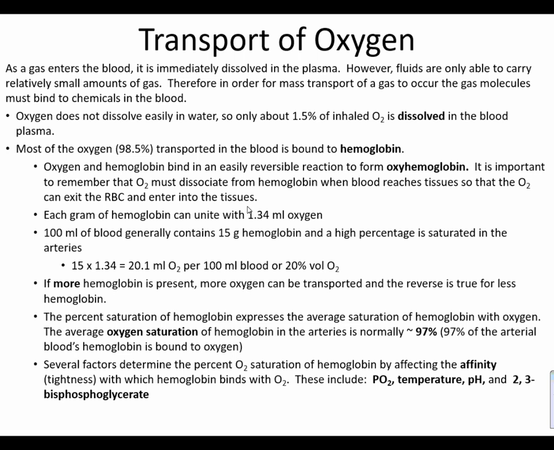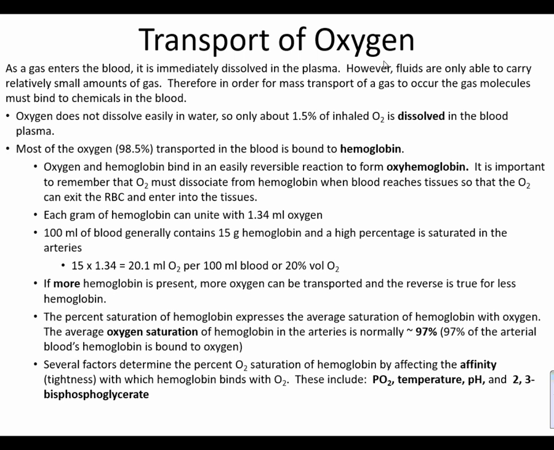Each gram of hemoglobin can unite with 1.34 mils of oxygen. If we take a 100 mil sample of blood, we would find that it's generally going to contain about 15 grams of hemoglobin. A high percentage of that will be saturated in our arteries. So you can take the 15 grams times 1.34, because each gram can carry 1.34 mils. And that calculates out to 20.1 mils of oxygen per 100 ml of blood, or we could say it has 20% blood volume of oxygen.